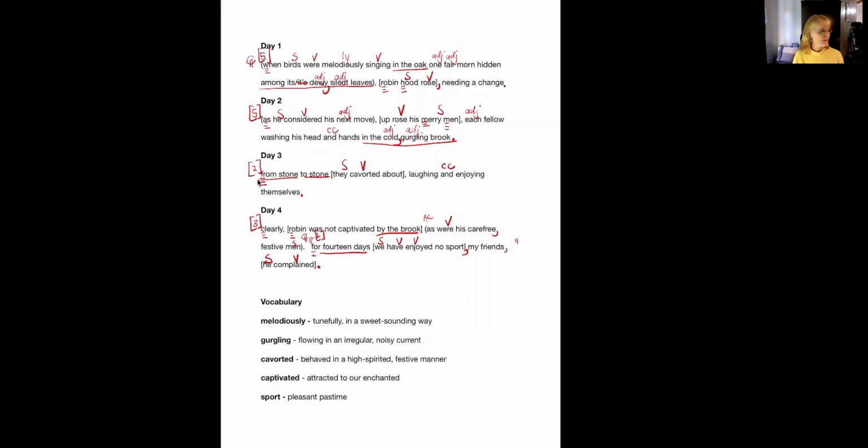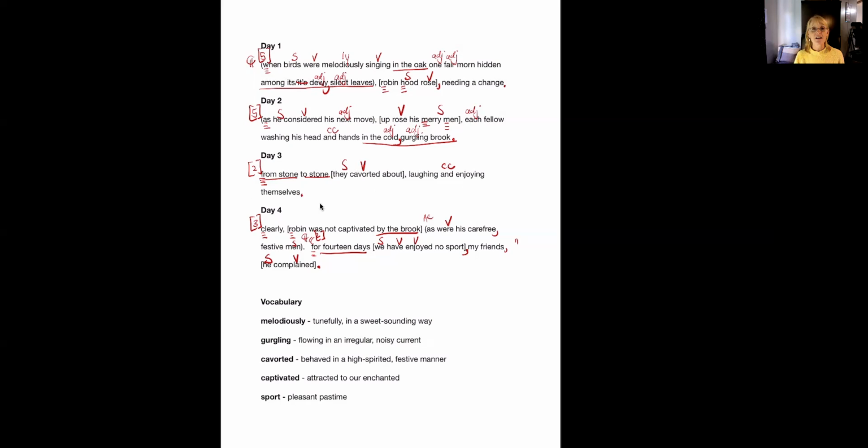Okay, so then we have day 3, no indent still, because we're talking still about the same subject, setting the scene on this morning. From stone to stone. This is 2 prepositional phrases actually in a row. From stone to stone, they cavorted about, laughing and enjoying themselves. We'll put a period there.